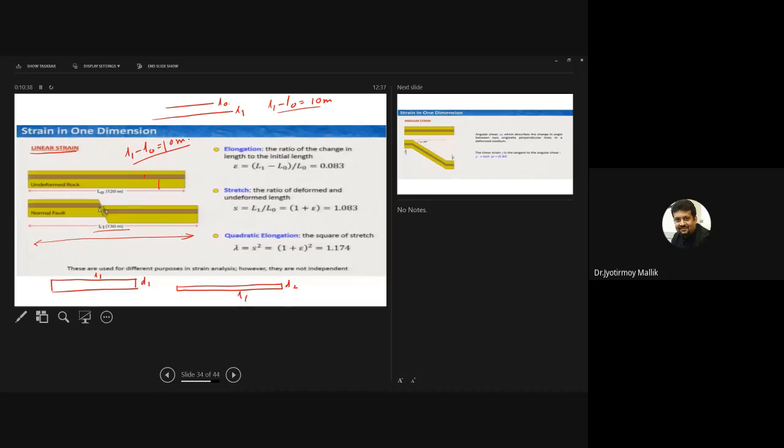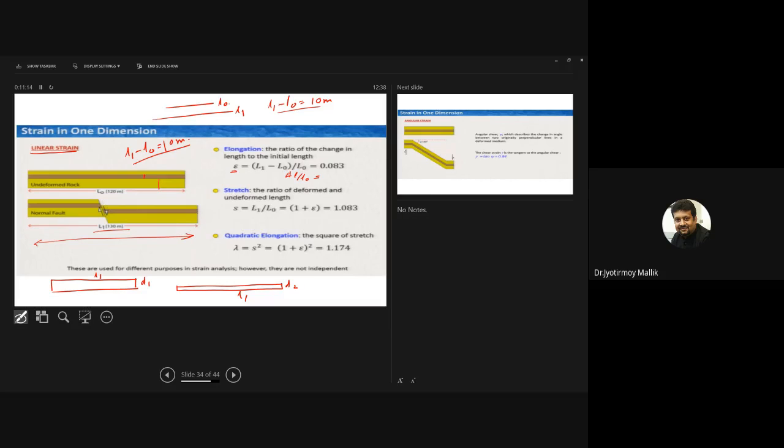Whatever way the strain has been accommodated, for longitudinal strain there are some parameters which are used to define it. The first one is called elongation. Elongation is the ratio of the change in length to the initial length, so delta L by L0. Elongation is denoted by epsilon, that is delta L by L0, where L0 is the initial length. In this particular case, it is 0.083.